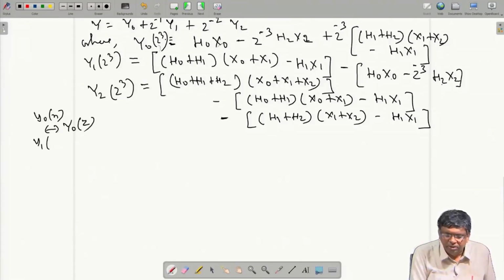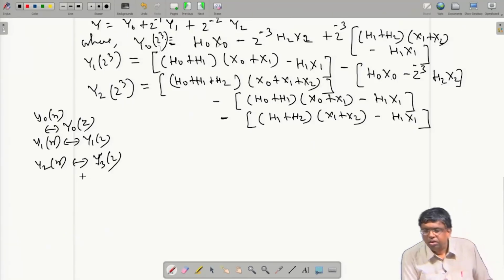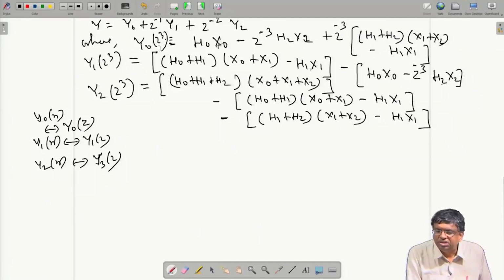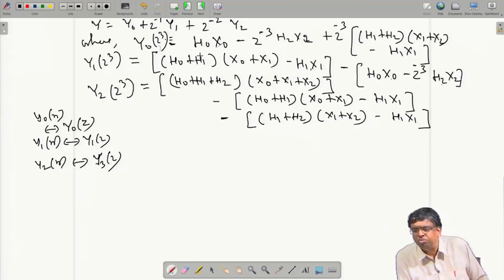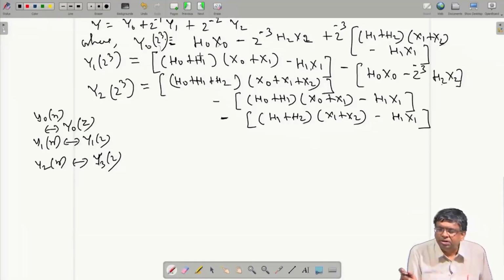Similarly, y1n and y2n, y3 z. So, now everything will be a function of just z, okay, which means what is h0 x0? I will pass the polyphase sequence small x0n through an FIR filter of impulse response small h0n, which is the 0th polyphase component of the original hn.